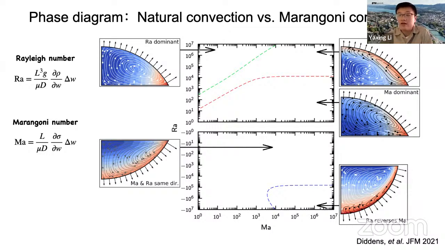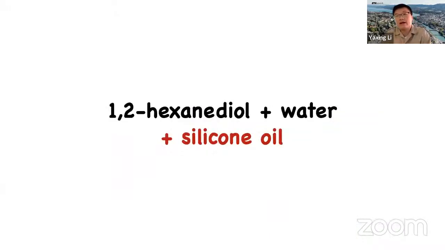With different contact angle and different droplet geometrical configuration, the situation would even change. So if you want to know more details, you can go to our paper published in JFM last year. We have a quite thorough systematic study by numerics. And then I want to go back a little bit to the first system, 1,2-hexanol and water.